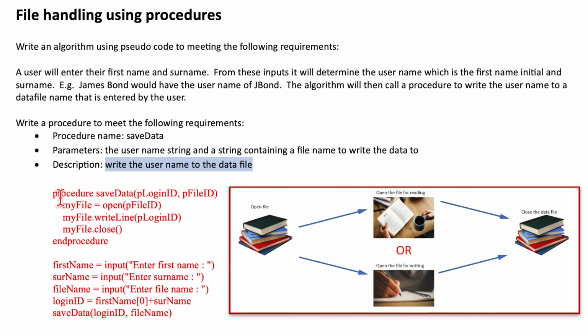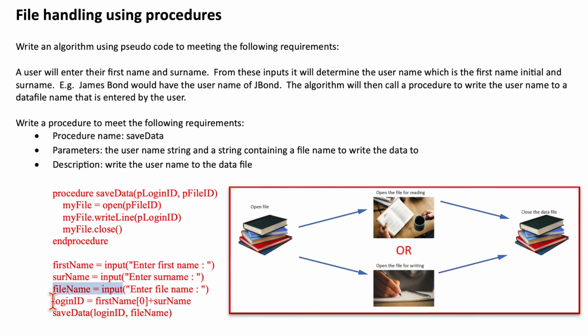So here we have our procedure save data, which we'll go into in a moment, and we have our main program body underneath the procedure. So you can see the first three lines involve entering the first name, entering the surname, and entering the file name that will be used to write the data to.